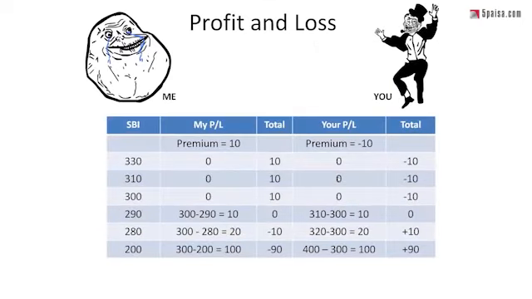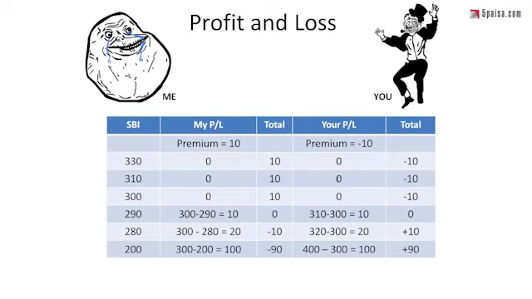Let's look at some more scenarios. Above 300, this option has no meaning. It is just the premium exchange. So the 10 rupees the seller makes, the buyer loses. But at 290, which is below 300, there's 10 rupees coming from the option for the buyer, but the buyer has to lose the premium which he paid. So net it is 0. The reverse happens to the seller.